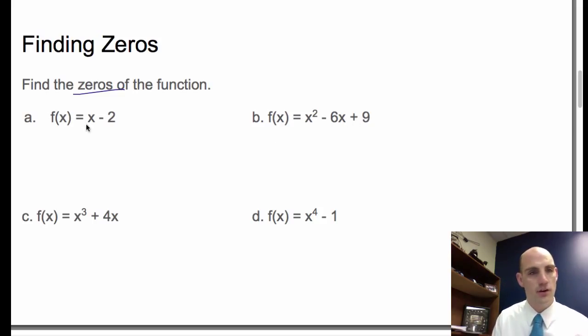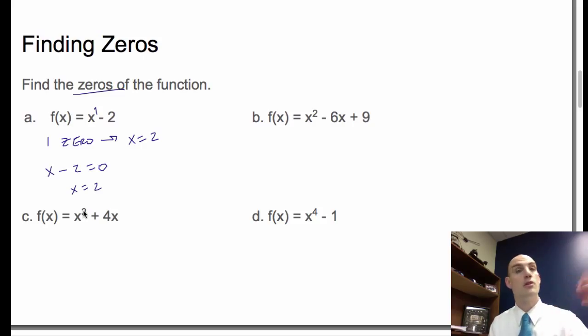Okay, so for example, this is x to the first, so there's 1 zero. It's x equals 2, because x minus 2 equals 0, so x equals 2. All right, so we knew there was only one. So I'm not sitting here thinking, well, is there a complex one? Is there something with an imaginary number? No, it's 1 because it's x to the first.